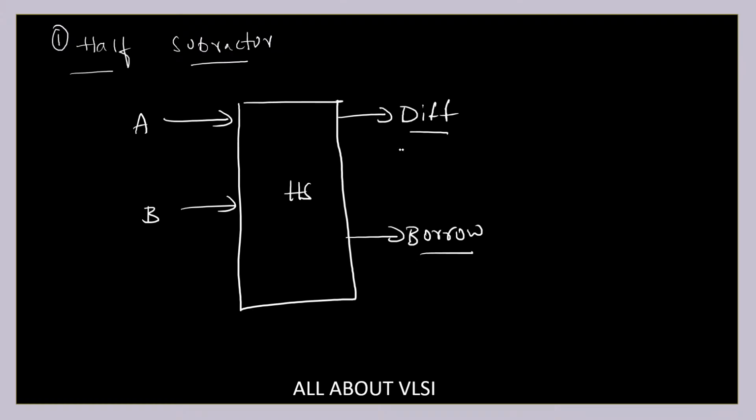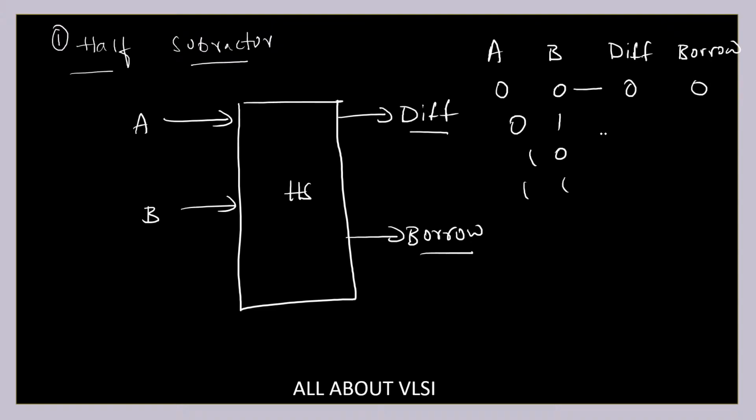Now, if I want to draw the truth table of this half subtractor, this is how it looks, with columns A, B, difference and borrow. The input rows are 0 0, 0 1, 1 0, and 1 1. For 0 0, the difference is 0 and borrow is 0. For 0 1, the difference is 1 and borrow is also 1. For 1 0, the difference is 1 and borrow is 0. And for 1 1, the difference is 0 and borrow is 0. So this is how my half subtractor truth table looks.